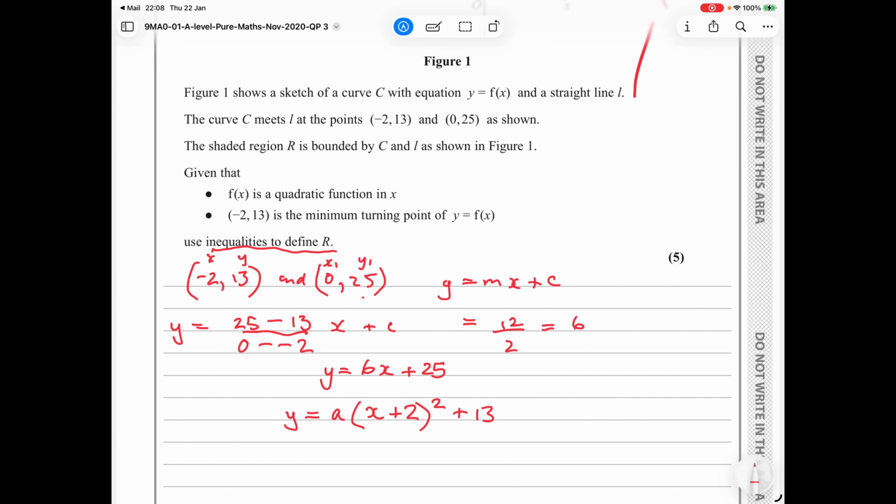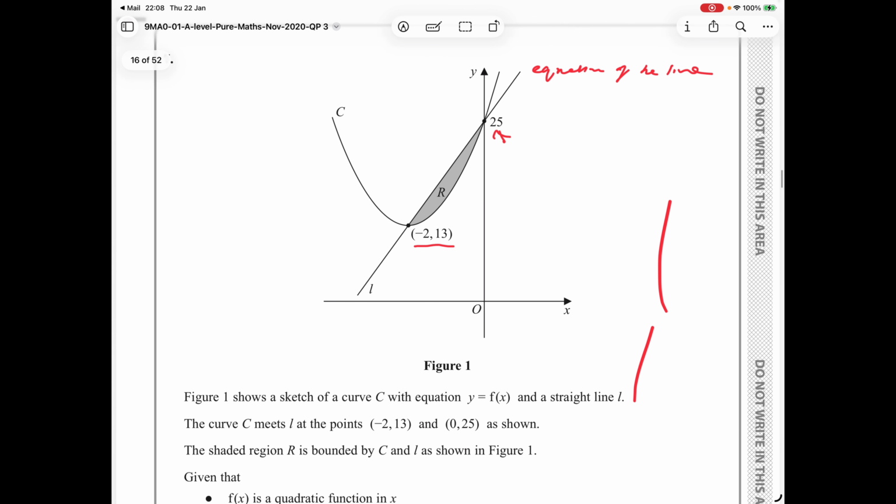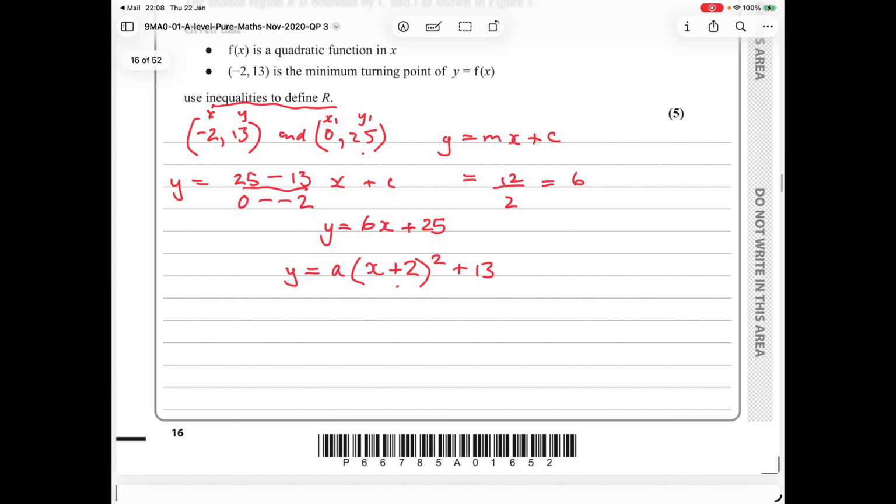So you know when you complete the square, you put everything into its brackets, and then you get to this stage. Well, we're just going back from there. But we don't know what a is yet. So what we can do to find a is we can put in another 2 figures. The only other 2 things that we know are on there are the 0 and the 25.